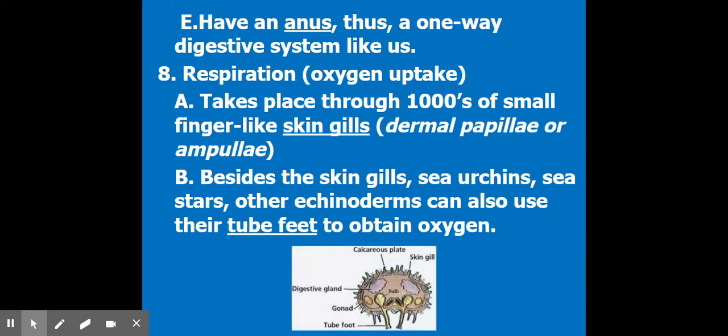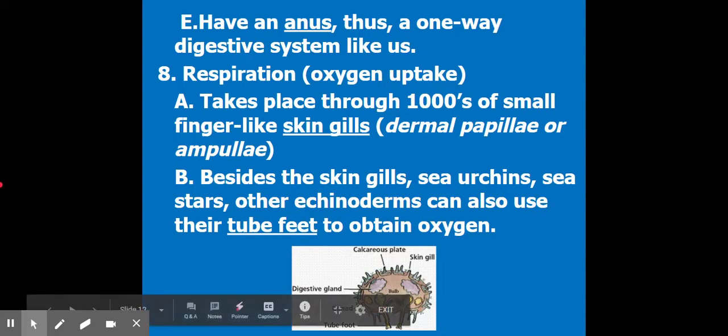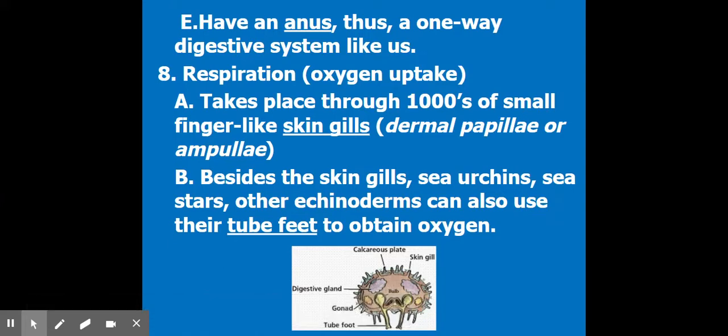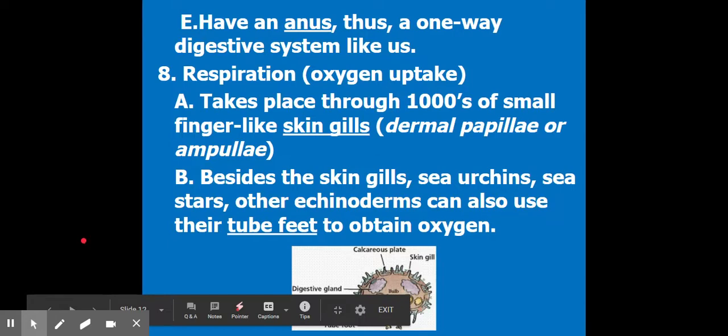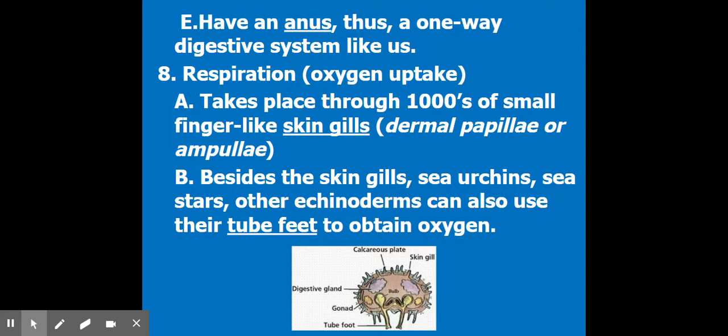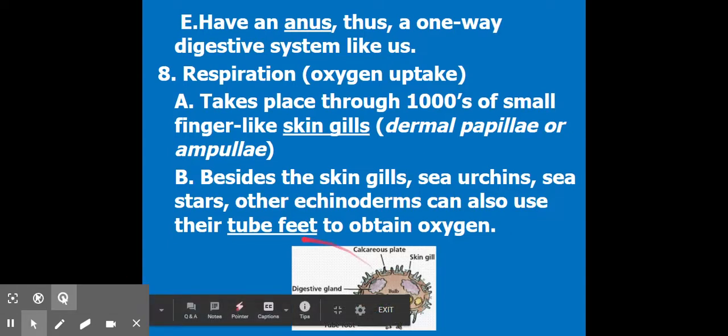In terms of respiration, they have lots of surface area with their water vascular system to help them with that. They have thousands of skin gills, those dermal papulae or ampullae, all sticking outside on the surface of them. A urchin or a sea star will have pedicellaria, those little microscopic pinchers to help keep them free of debris and parasites. Besides skin gills, sea urchins, sea stars, and other echinoderms can also use their tube feet, also known as podia, because those are interacting with the water around them as well. So they can do gas exchange through their tube feet or their podia as well.